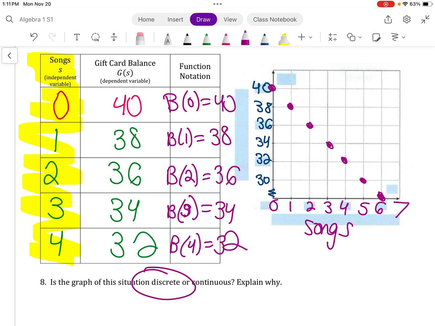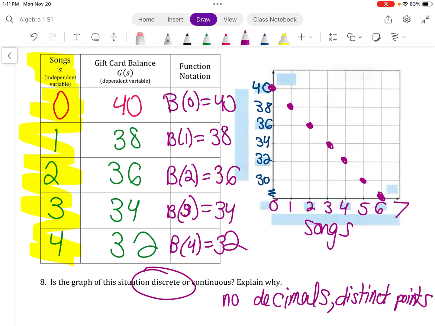Discrete: you have distinct numbers that are not decimals. It costs $2 per song, so the balance will never include values in between. So there are no decimals. There are distinct points.